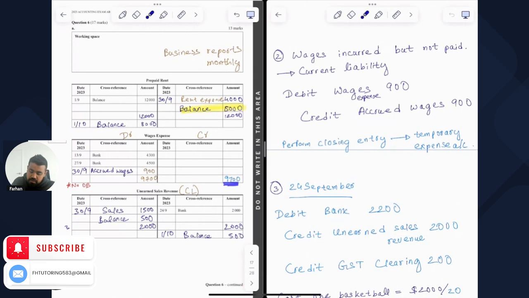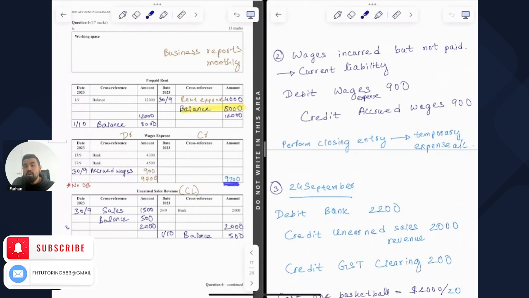Now, we have to perform a closing entry here. This is because expenses are temporary accounts, and we must reset them back to zero before we start a new period. And this is mainly dependent on the accounting assumption of accrual basis, which calculates profit by subtracting all the expenses incurred from the revenues earned. So before we can start the next period, 1st of October, we have to close any expense and revenue accounts to a profit and loss summary account. So that is how we perform the closing entry.